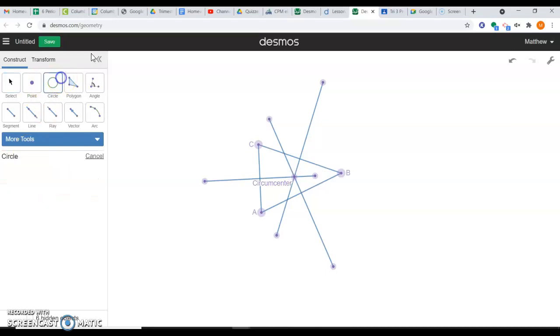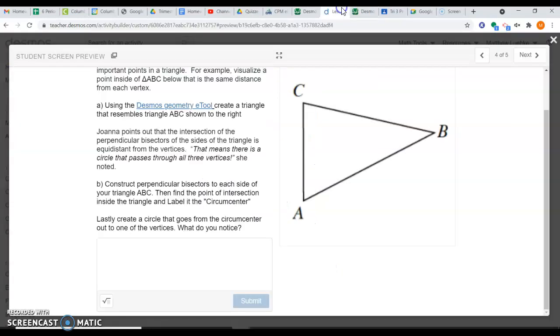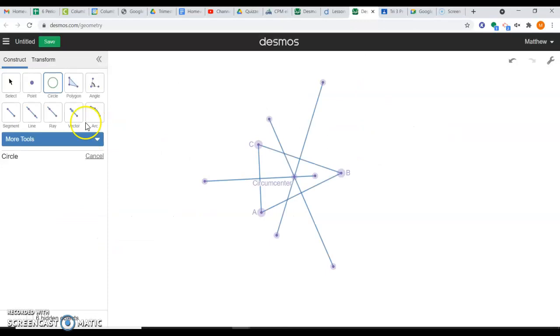Okay, and then lastly, it told us in this problem to create a circle that goes from the circumcenter out to one of the vertices, and what do I notice? So creating, here's my circle, starting at the circumcenter, out to one of the vertices, and I notice that this circle, centered at the circumcenter, out to one of the vertices, I'm touching each and every vertex with that circle.